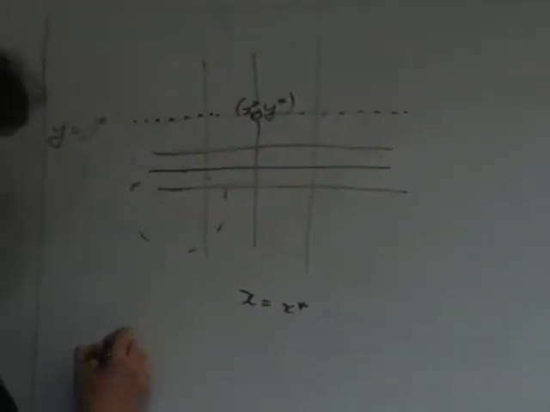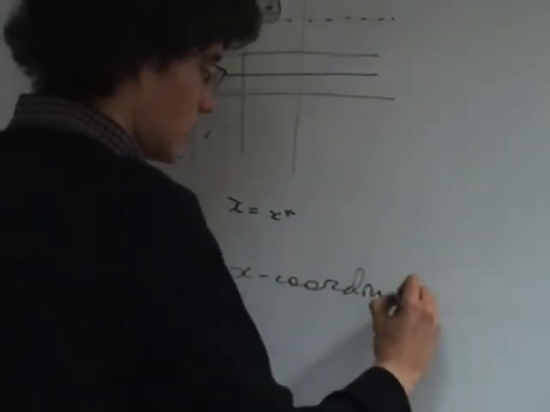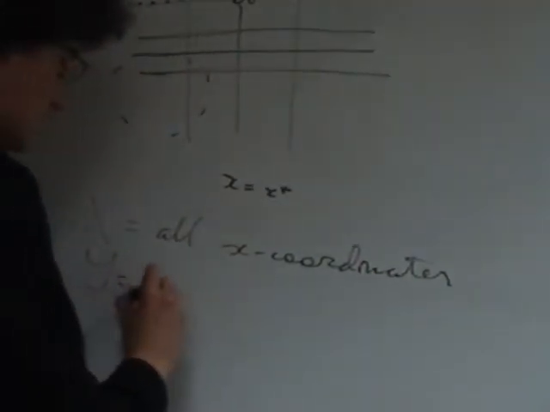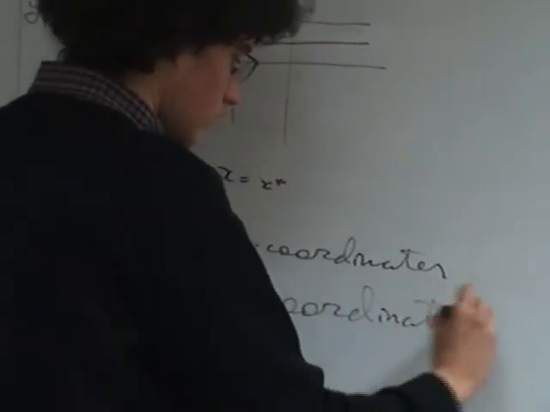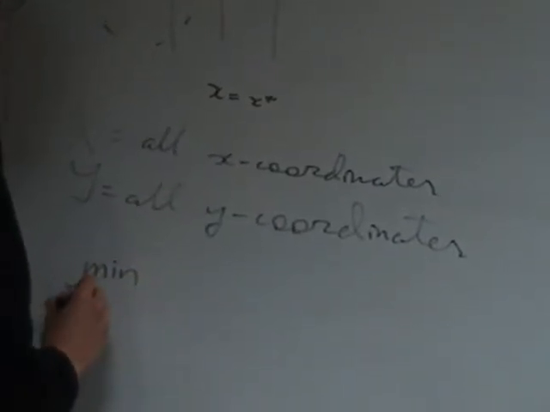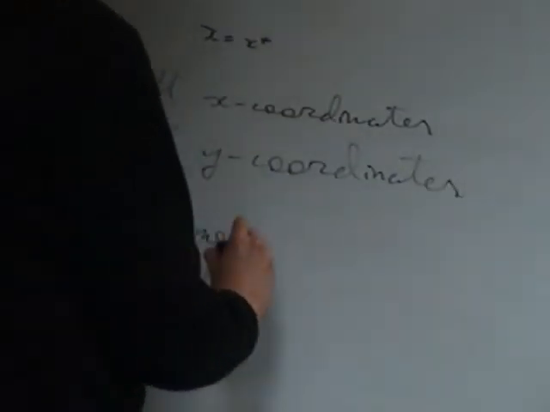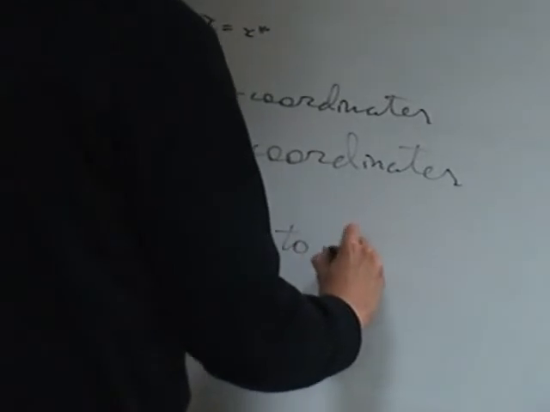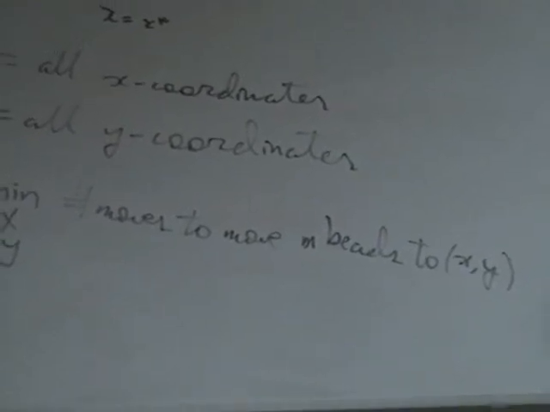And this means that you define X to be all x coordinates of beads, and Y to be all y coordinates. And the solution is to look at the minimum over all x in X and y in Y of the number of moves to move M beads to (x, y). And that is the correct solution of the problem.